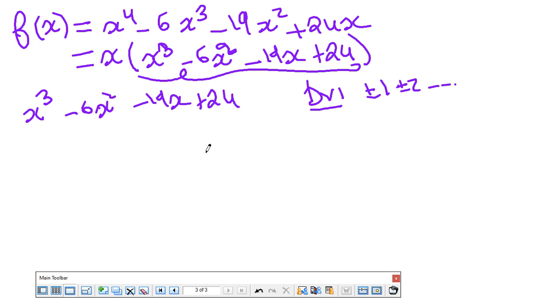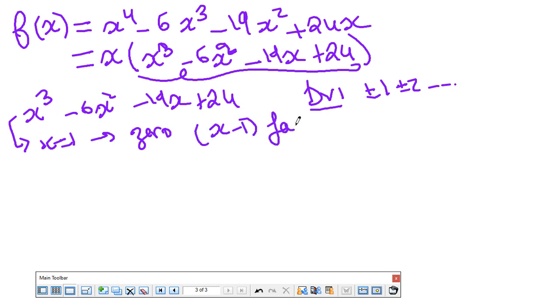If 1 is a root, it's easy, I can start to divide. If I replace x by 1 here, 1 minus 6 is minus 5, minus 5 minus 19 is minus 24, plus 24 is 0. It means that if I replace x by 1, it gives me 0, so I can say that x minus 1 is a factor.